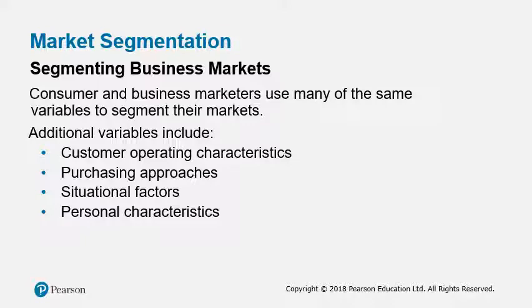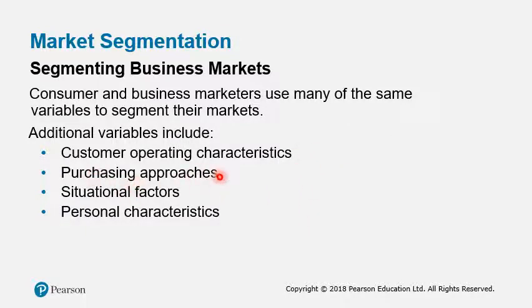Okay, moving on to the next one, which is segmenting business markets. Yeah, this is when we are segmenting towards businesses. Okay, so again, they can use the same segment variables as the consumer segment with additional ones, which include customer operating characteristics, such as is that particular business dealing with a different industry or different types of customers. Okay, is it in retail, is it in hospitality, is it in manufacturing?